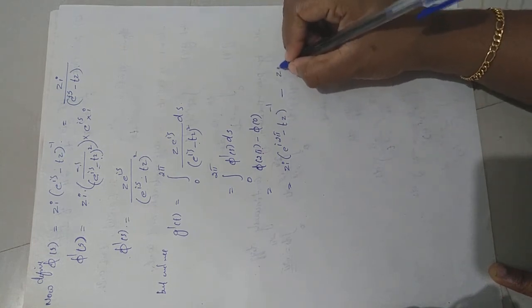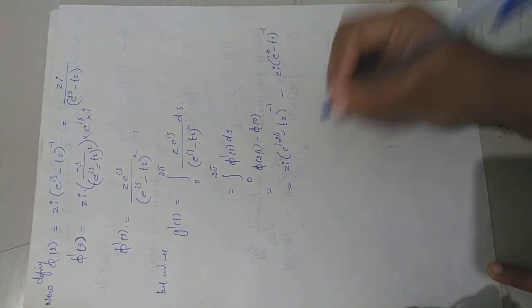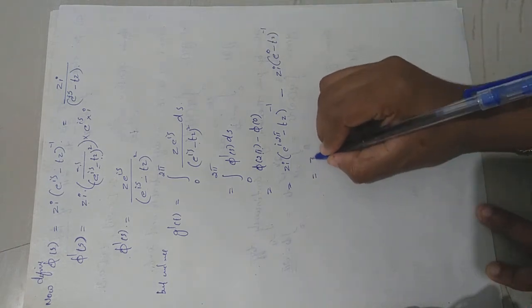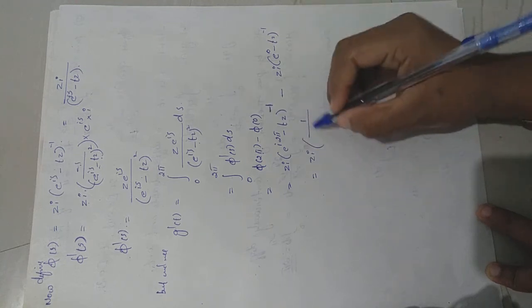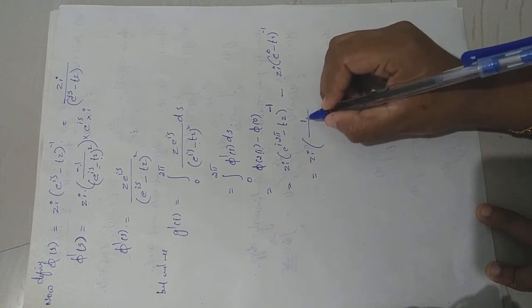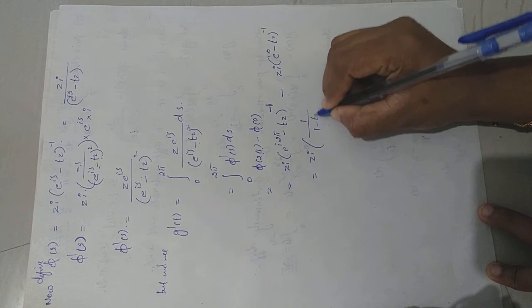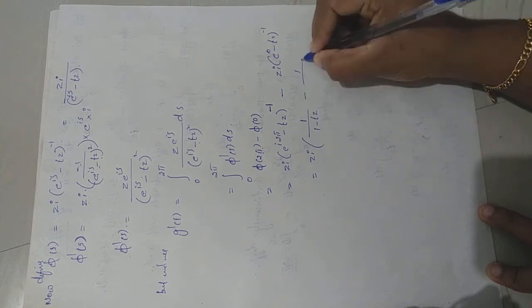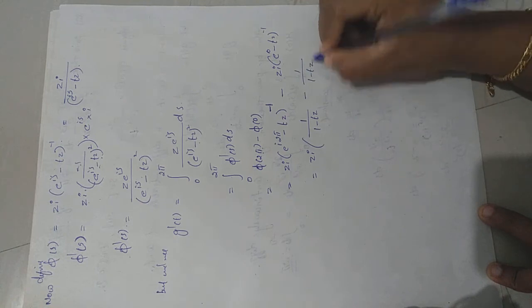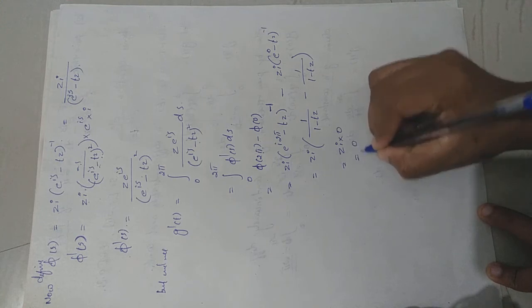Phi of 0 means z i into (e raised to 0 minus tz) raised to minus 1. So this is equal to z i into 1 divided by, since raised to minus 1 means reciprocal, e raised to i 2 pi, which is 1, minus tz, minus e raised to 0, which is again 1, so 1 divided by 1 minus tz. So that is equal to z i into 0. So we get the value 0.